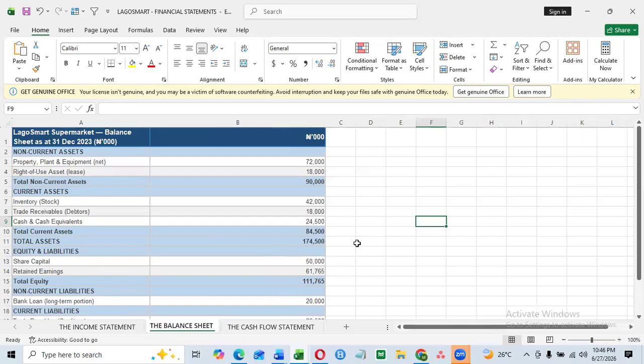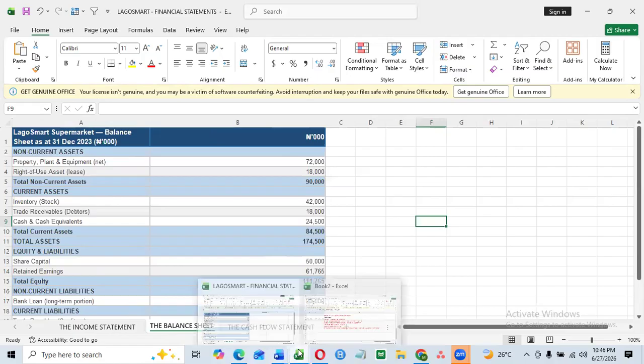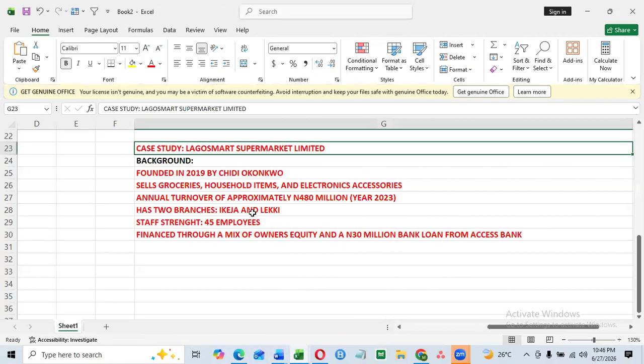Before the next class, write down what you think are the top 3 financial risks facing Lego Smart Supermarkets right now and why. Based on what I've given you here, what do you think are the top 3 financial risks facing Lego Smart Supermarkets right now, and why?